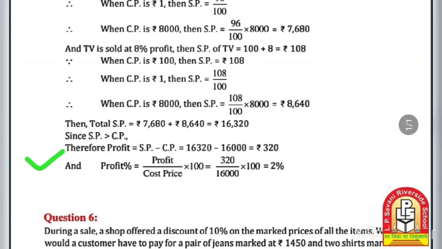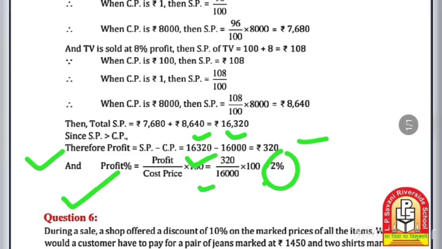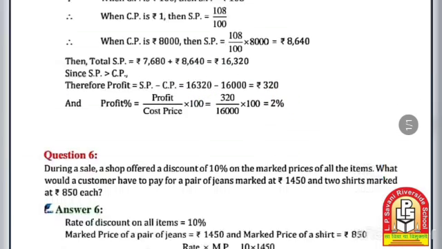Therefore profit is equal to SP minus CP, which is 16,320 minus 16,000, that is rupees 320. Profit percentage is equal to profit, 320, upon cost price, 16,000, multiplied by 100, which gives 2% profit.